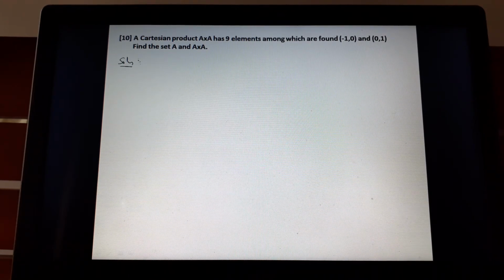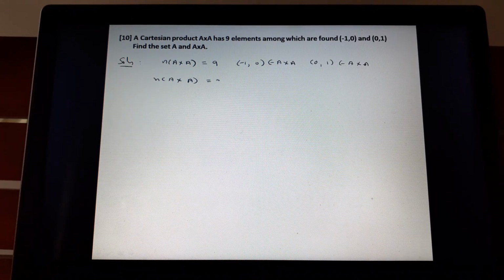So what is given is a Cartesian product A cross A, n(A cross A), this is 9. So definitely this is one thing. And second one is (-1,0) belongs to A cross A. And another is (0,1), this also belongs to A cross A. So from this one, n(A cross A) equal to 9 implies n(A) must be 3, because n(A cross A) is 3 square. So this is 3.